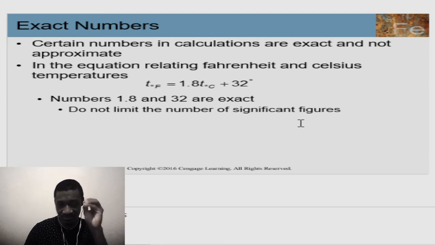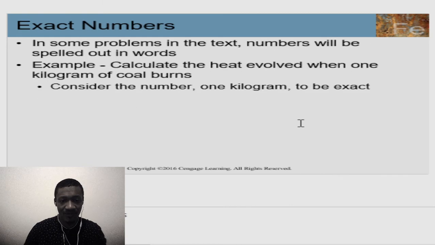Exact numbers are specific. Certain numbers in a calculation are exact and not approximate, so the value is exact. You don't approximate, because once you approximate them, you have error. Like 1.8 in the temperature conversions, Fahrenheit to Celsius or Celsius to Fahrenheit. If you use 2, you have a big error. If you use 1.7, you have a minimal error, but it's still an error. So they are exact numbers. 32 is exact, so you use it as that and don't round it off.